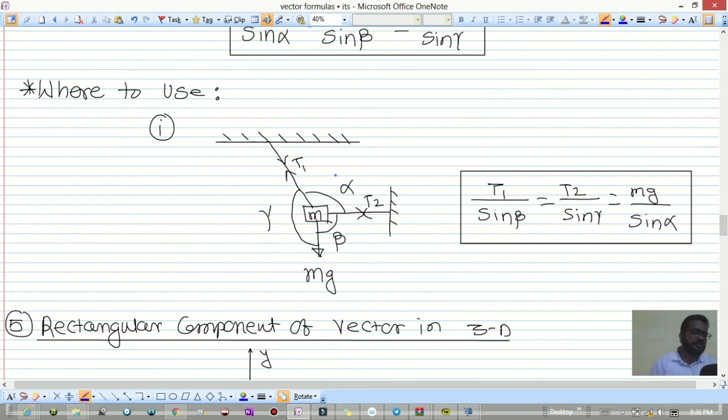Whenever this type of question is given, one body is given, three forces are there, and alpha, beta, gamma you can calculate.